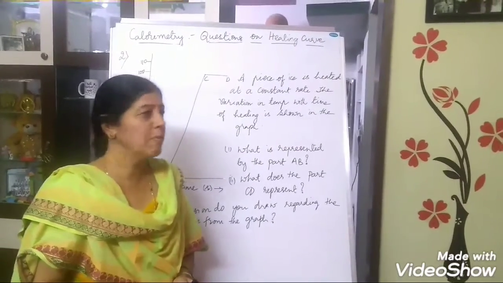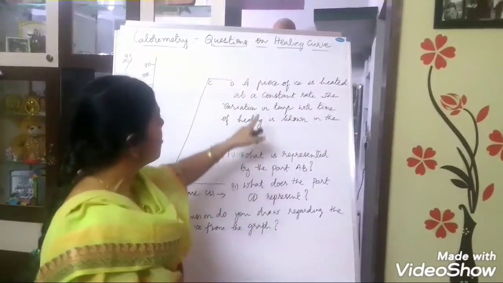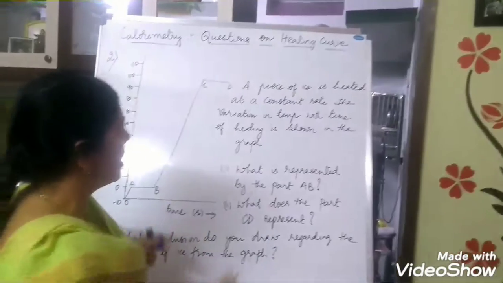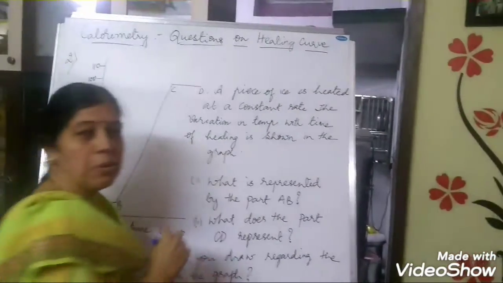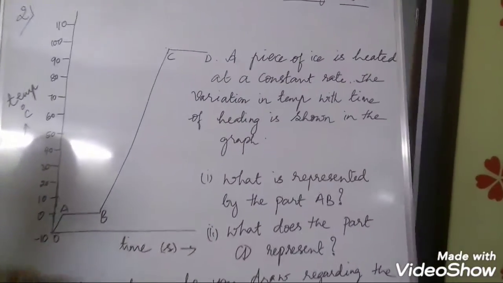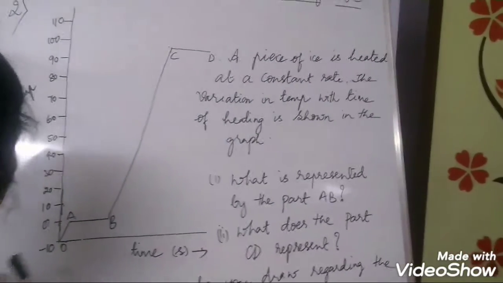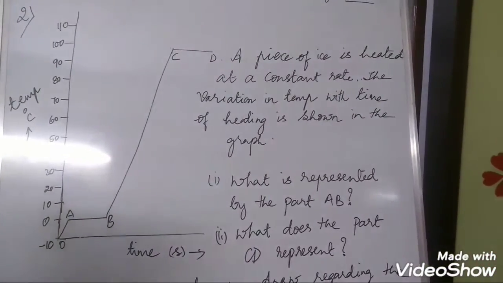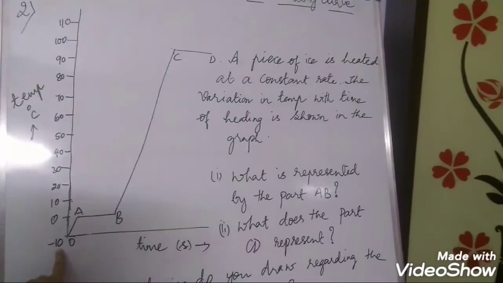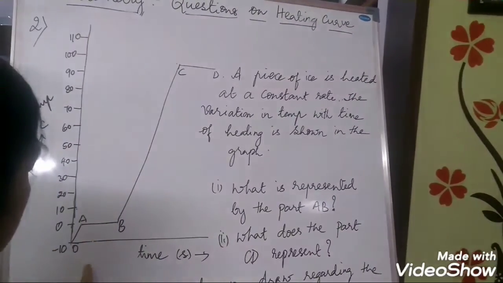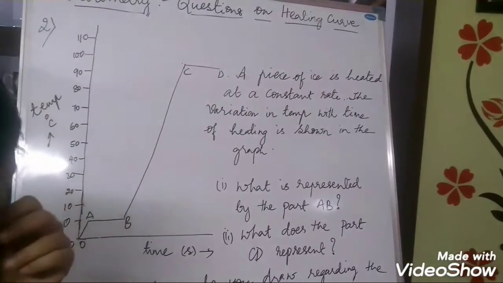I have one more graph for you here. A piece of ice is heated at a constant rate. The variation in temperature with the time of heating is shown in the graph. Now, just observe the graph here. I have again a temperature time graph. So here you can note the temperature is starting from minus 10 degree Celsius. And I have noted the temperature along y-axis and the time is taken along the x-axis.